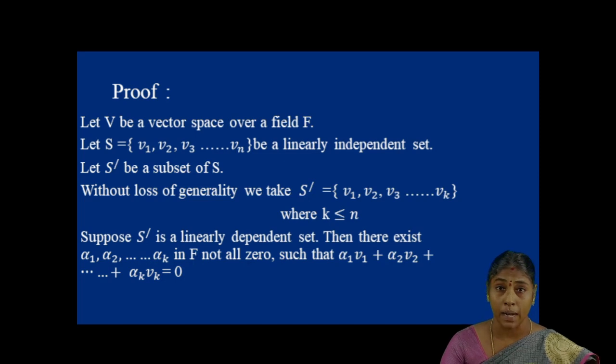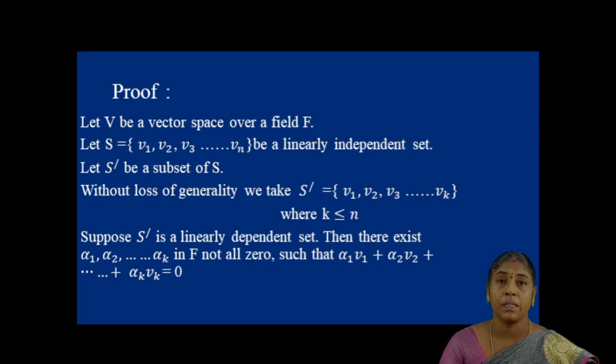In the opposite manner, let us assume this S dash is a linearly dependent set. We have to prove that S dash is linearly independent, but we are going to assume that S dash is linearly dependent. Now, without loss of generality, we take S dash equal to v1, v2, etc. vk, where k is less than or equal to n, and suppose S dash is a linearly dependent set.